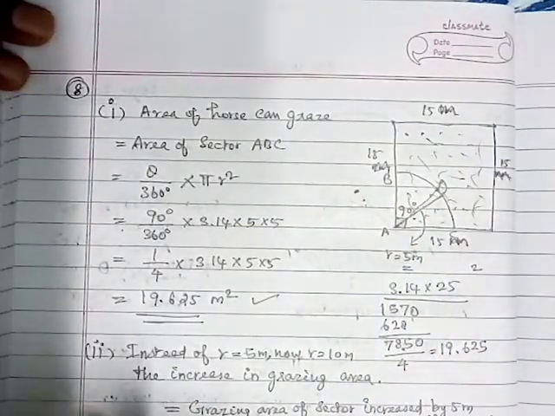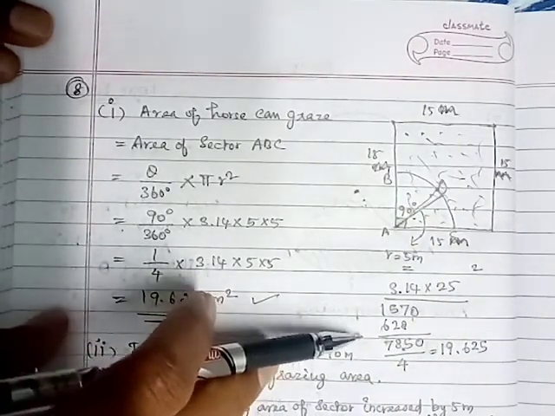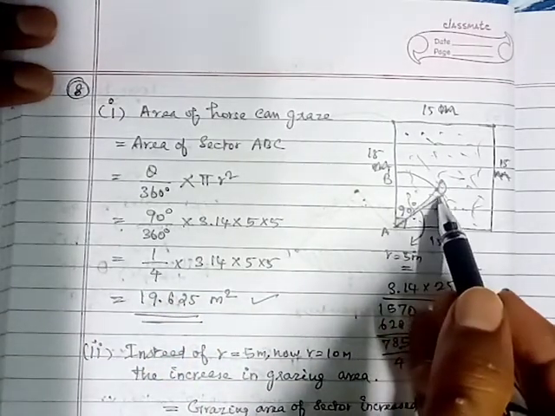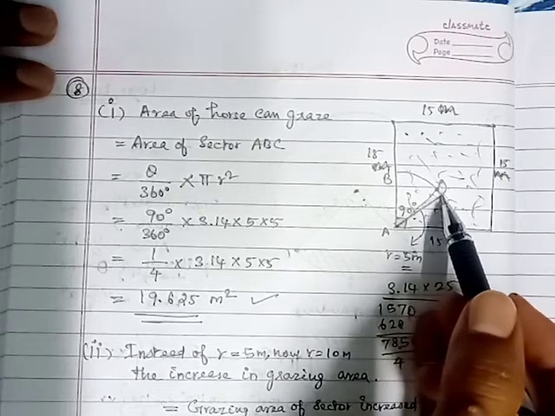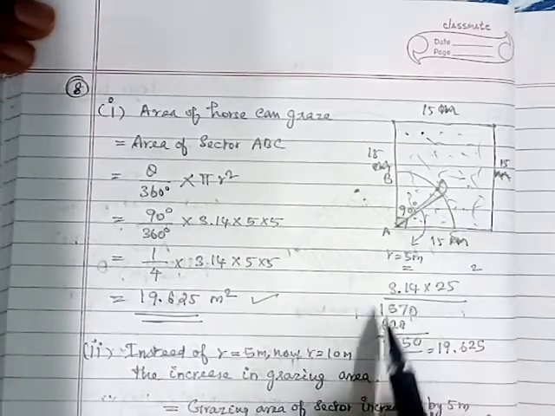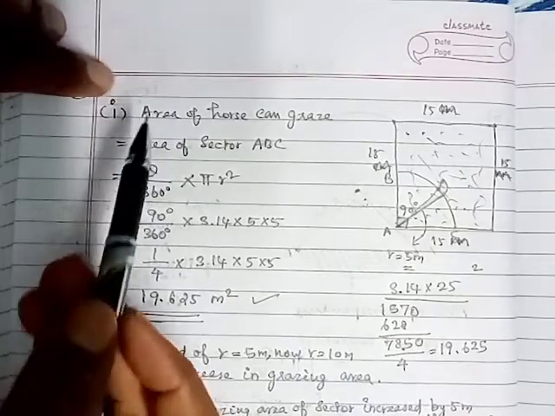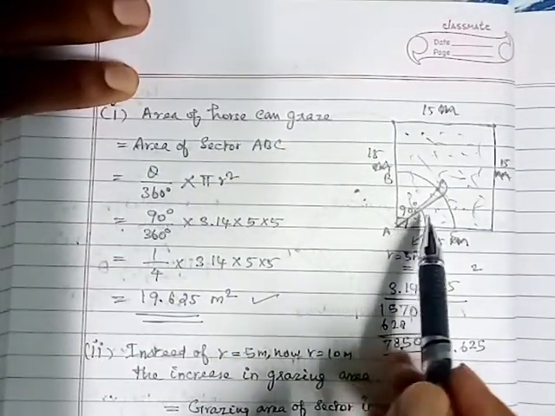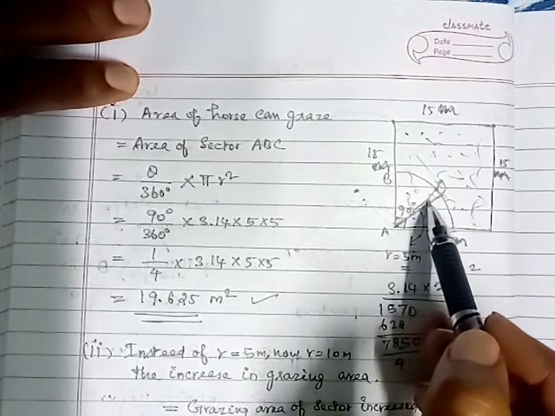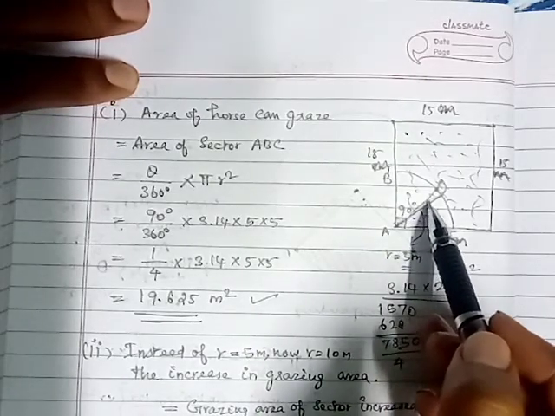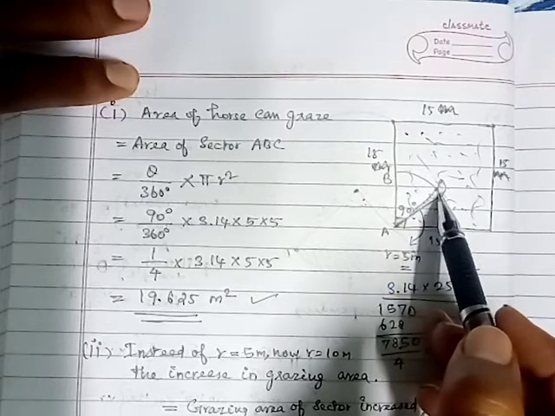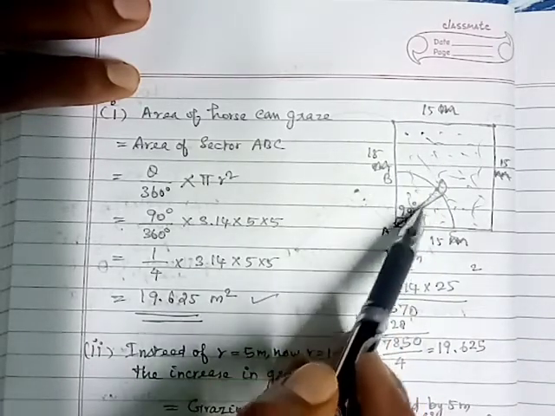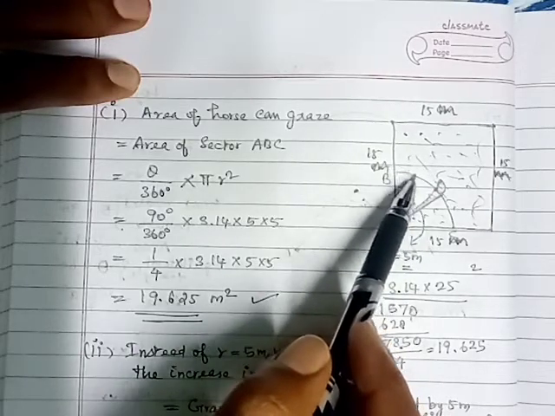Okay, by means of a 5 meter long rope. From here, a 5 meter long rope has been tied to the horse, and we have to find the area of horse can graze. So the length of the rope is 5 meter, so it can graze up to the radius of circle 5 meter.